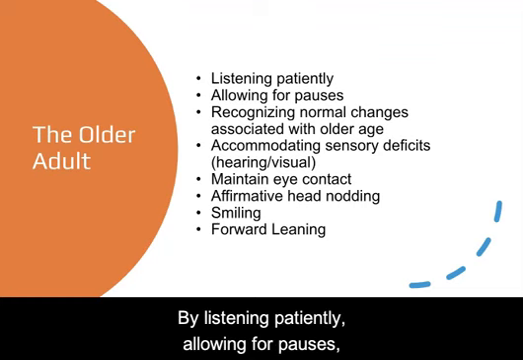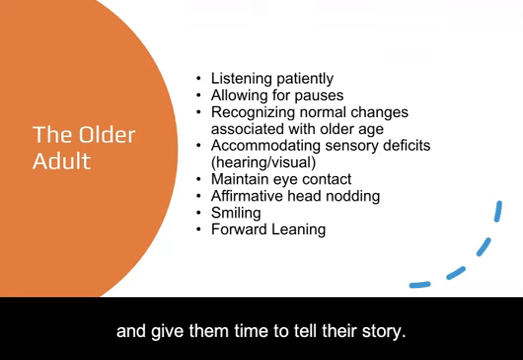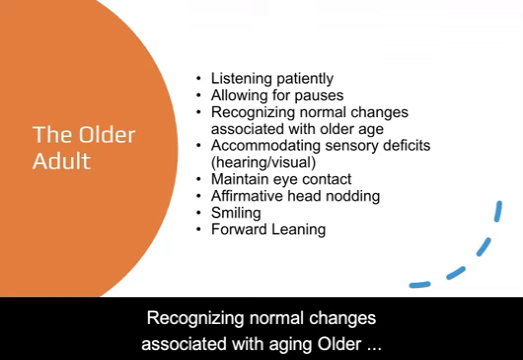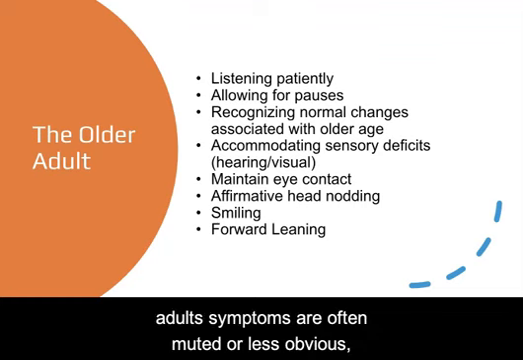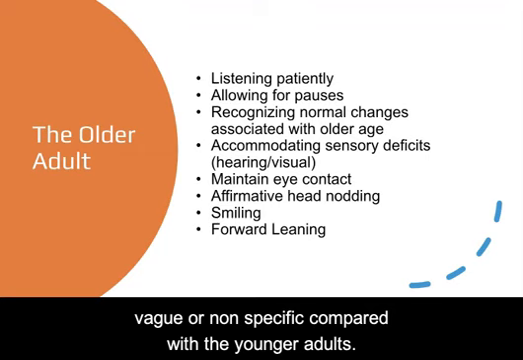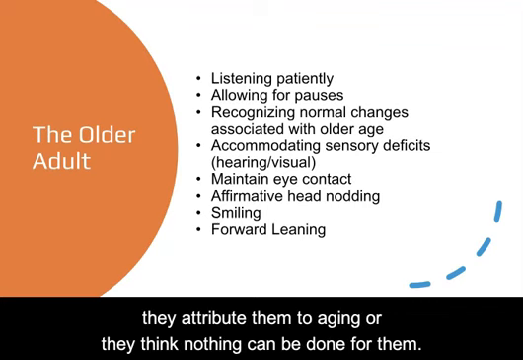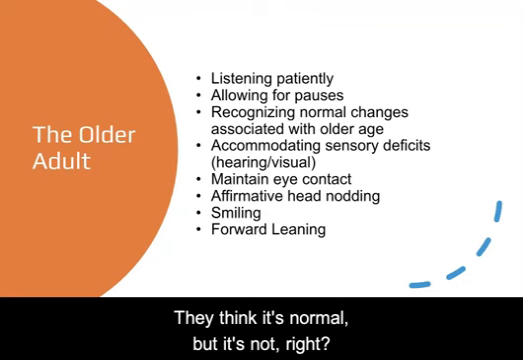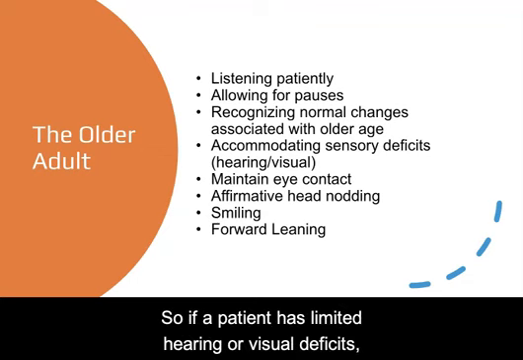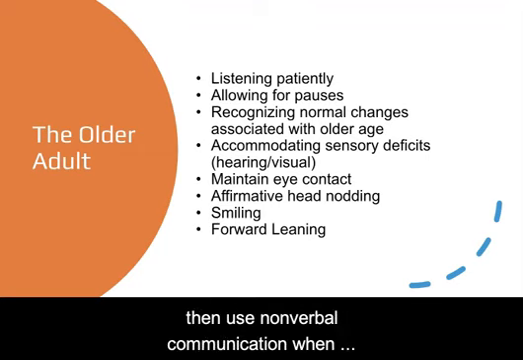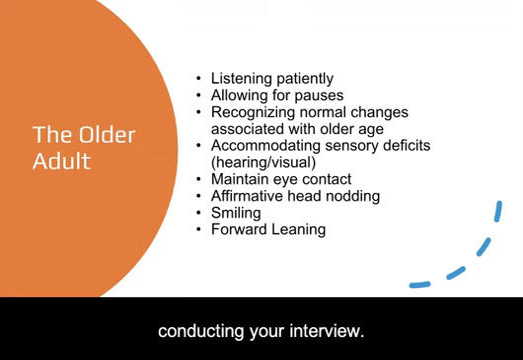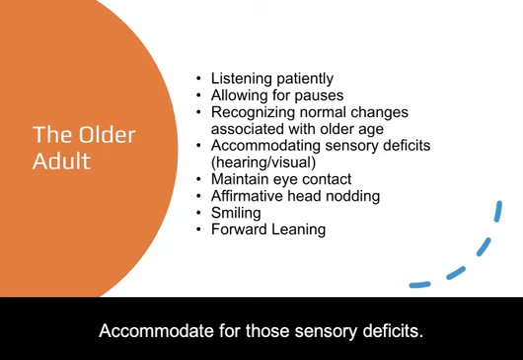By listening patiently, allowing for pauses and giving them time to tell their story, recognizing normal changes associated with aging. Older adults' symptoms are often muted or less obvious, vague, or nonspecific compared with the younger adults. Some patients may not even report symptoms because they attribute them to aging, or they think nothing can be done for them. They think it's normal, but it's not. Right? So if a patient has limited hearing or visual deficits, then use nonverbal communication when conducting your interview. Accommodate for those sensory deficits.